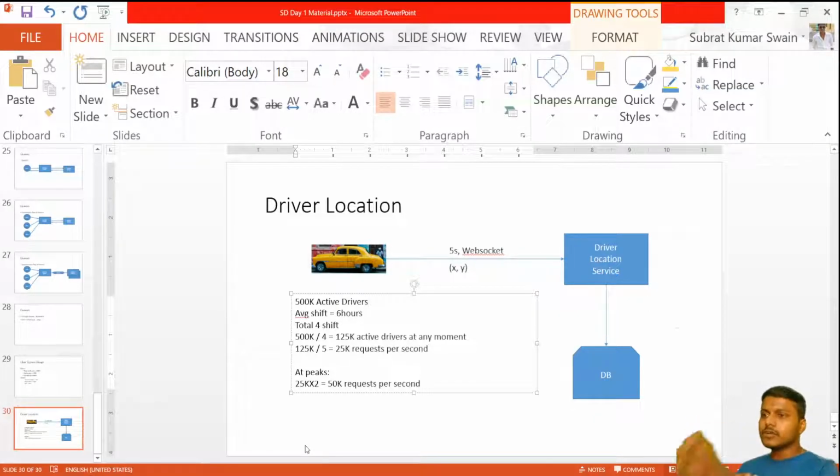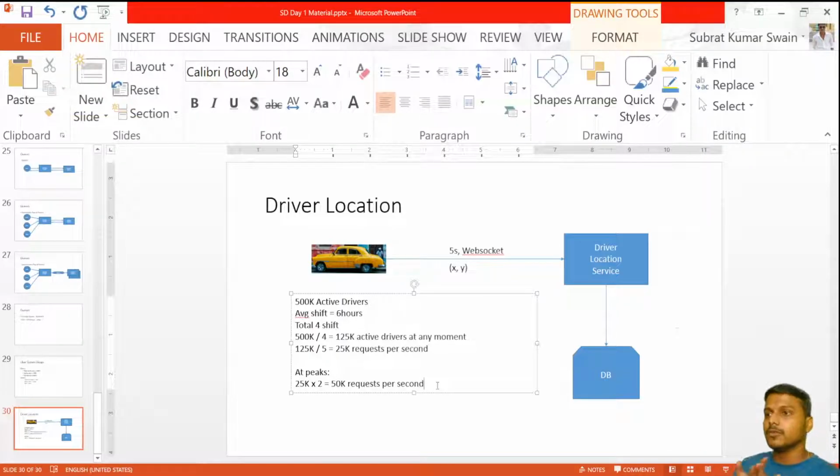But if you go for 4 times, or maybe 10 times, that would be very huge, guys. That number of requests we don't get. Even if you go for 4, it would be 1 million requests per second. That won't happen. 1 million is the total number of drivers registered. So we can go for this peak of 50k requests per second.